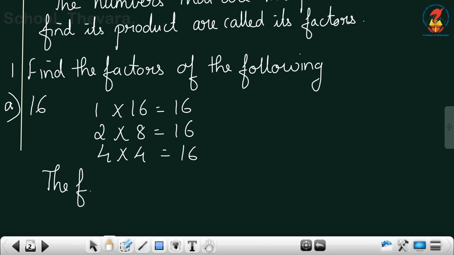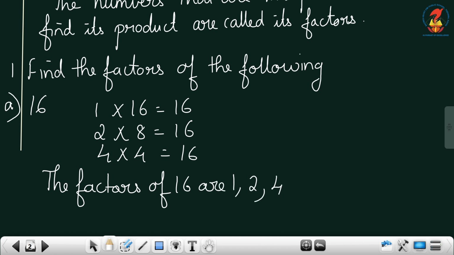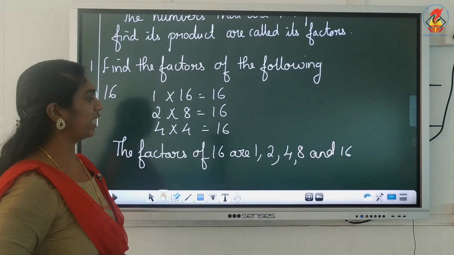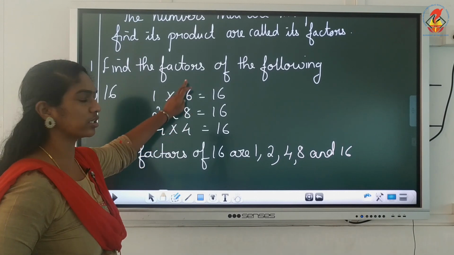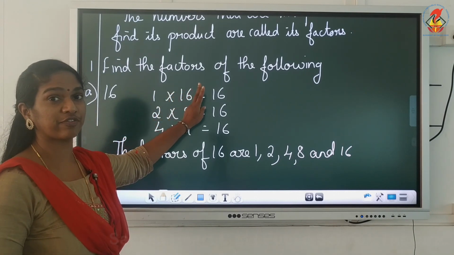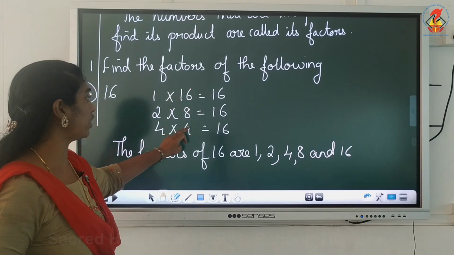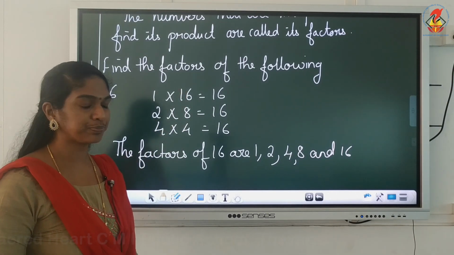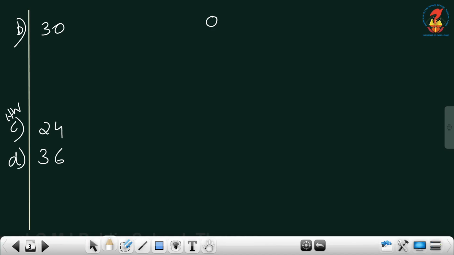So you can write the factors of 16 are 1, 2, 4. I'll write 4 only once; I need not write it 2 times. 1, 2, 4, 8 and 16. I'll go in this order so that I don't miss out any factors. 1, 2, 4, 8, 16. Clear? So we'll go to the next one.